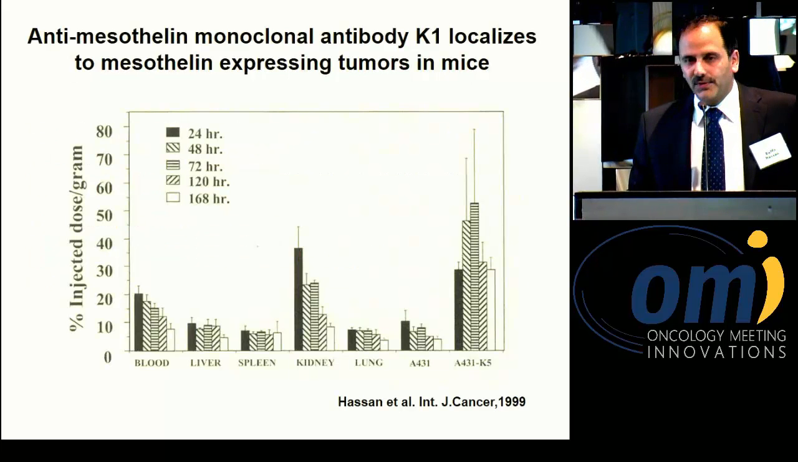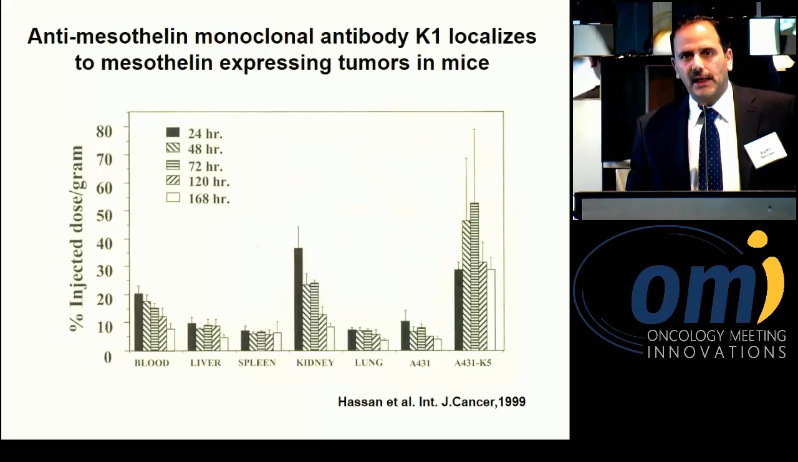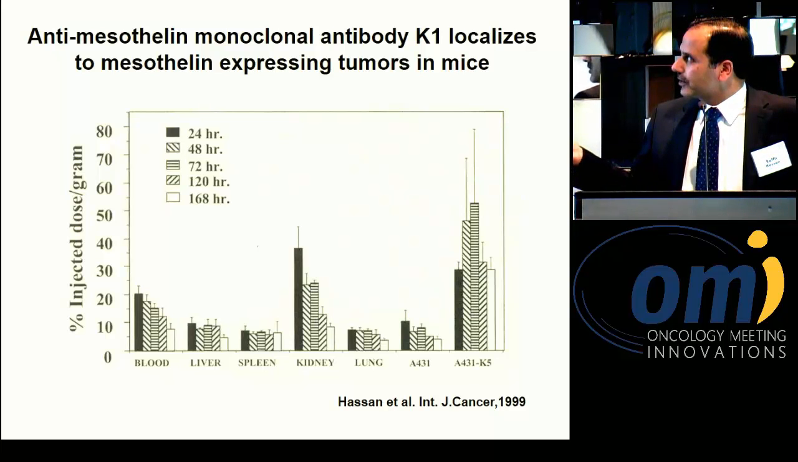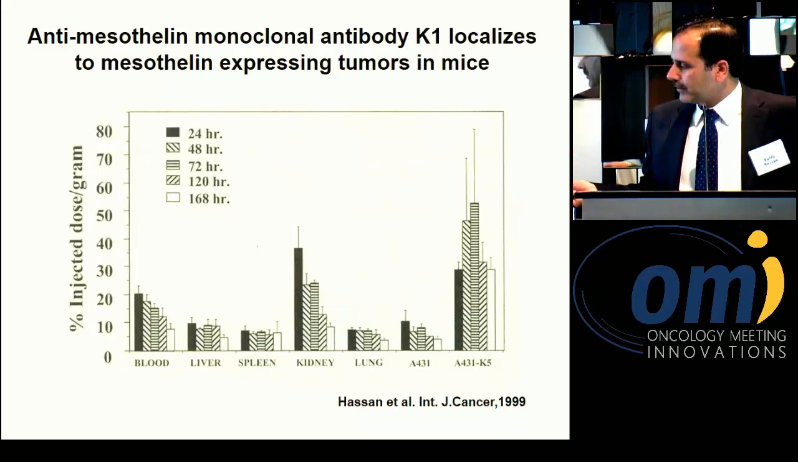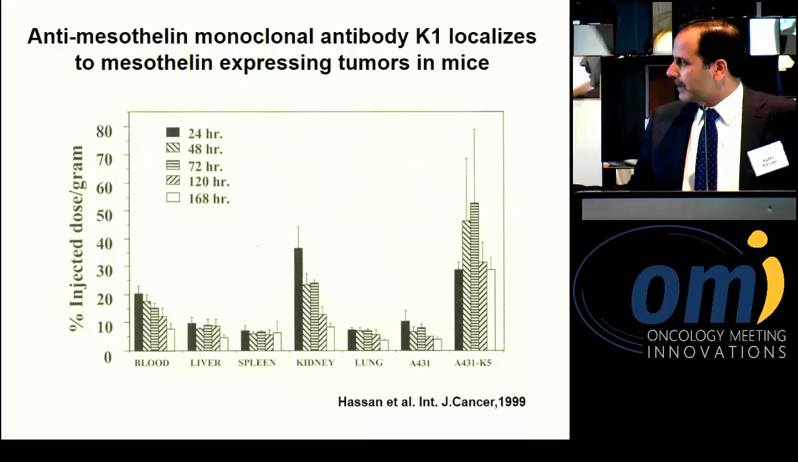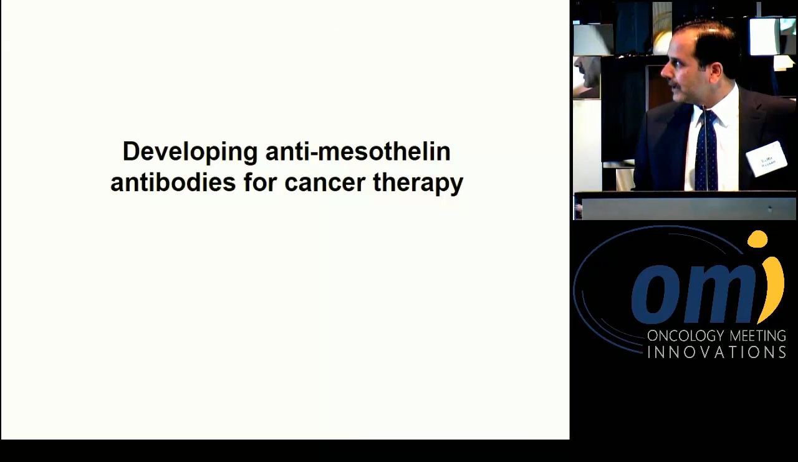As I showed yesterday, this is one of the first studies which led us on this path. We wanted to see whether an antibody to mesothelin would localize to this tumor. This was done with one of our original antibodies called K1, and these are athymic nude mice bearing mesothelin-expressing cancer, showing specific uptake. And as I showed yesterday, we have done a similar trial in patients and shown localization of anti-mesothelin antibodies in patients.